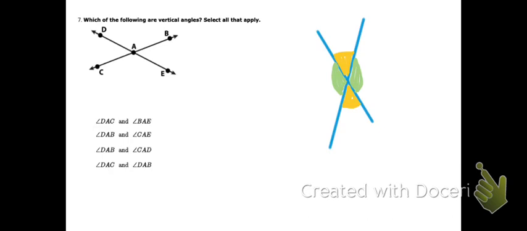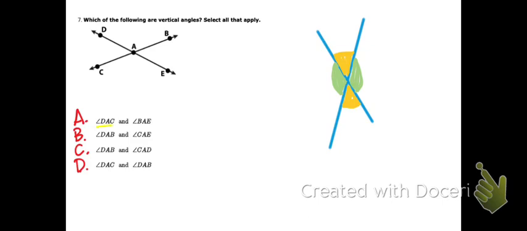So this question is asking, which of the following are vertical angles? Select all that apply. So when you give me your answer to this one, there might be more than one answer. There might be 3 or 4 answers here. Which of these A, B, C, D options are vertical angles? So let me highlight what angles they are referring to.